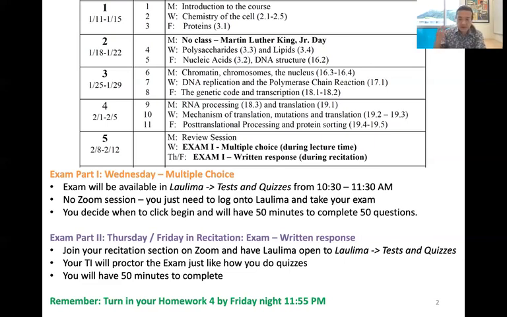I will send out an announcement on La Lima talking about those details that I just went over with you, including, of course, emphasizing that there's that typo on this slide. It should not be 10:30 to 11:30 on Wednesday. It should be 9:30 to 10:30 on Wednesday. Right?